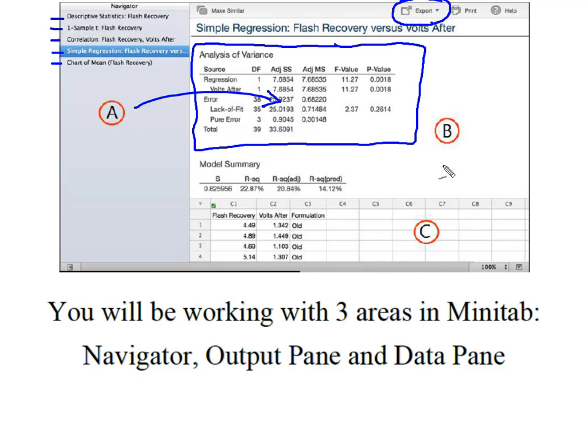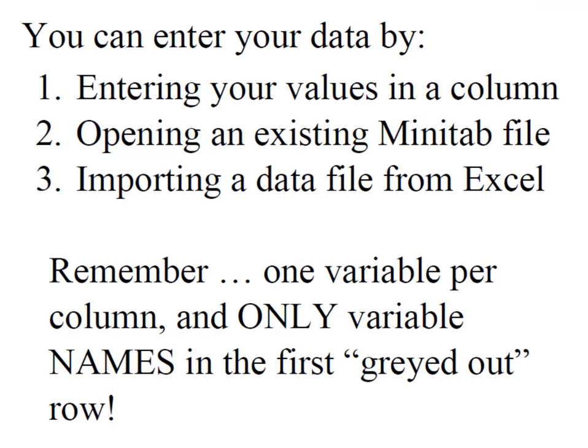And then certainly last but not least, this area C is where B got its information, and this is where you enter your data. Remember, one variable per column, right? And this first grayed out row is reserved for variable name. There are three ways that we can get data into Minitab Express. You can simply enter your values into a column. You can open an existing Minitab file, or you can import a data file from Excel. That's what I'm going to do this morning. Always remember, one variable per column and only variable name in the first grayed out row.